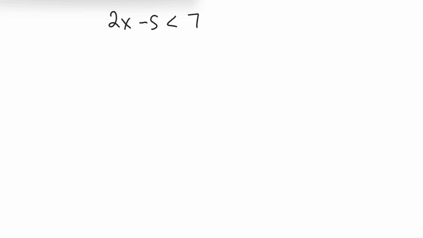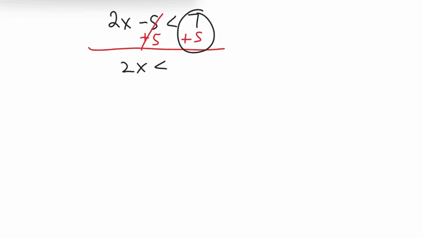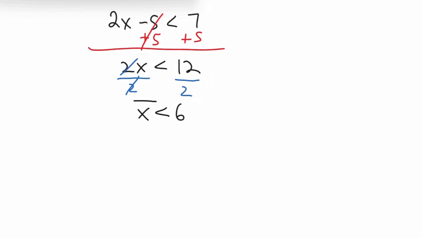So let's start with the negative 5. The way you move that over is you add 5, so plus 5, plus 5. You have 2x is less than 7 plus 5, which is 12. And the last step is to divide both sides by 2. Now we have x by itself. x is less than 12 divided by 2, which is 6. x is less than 6.